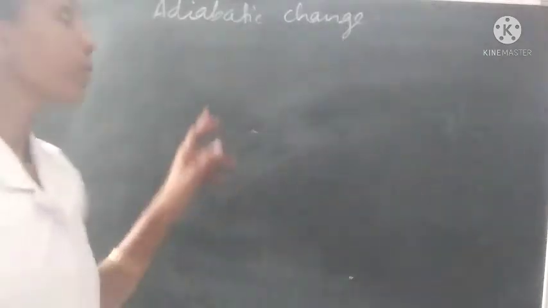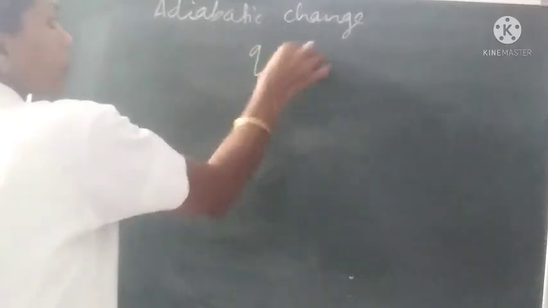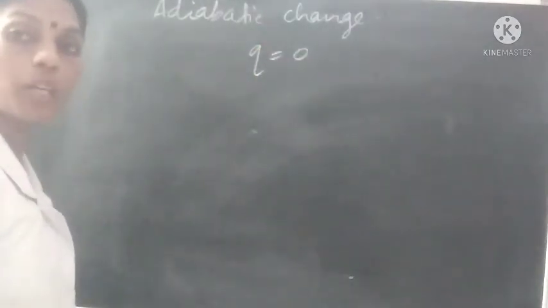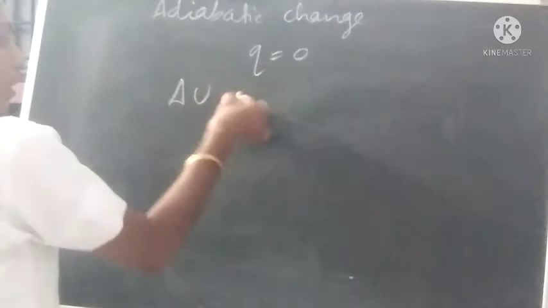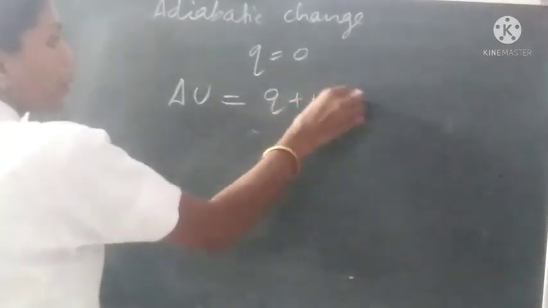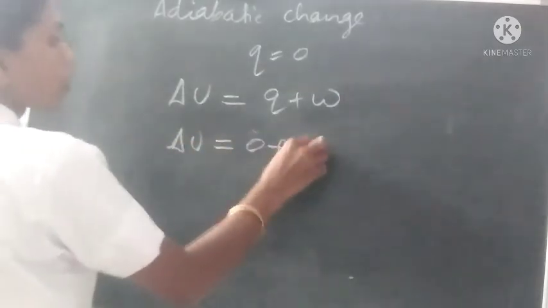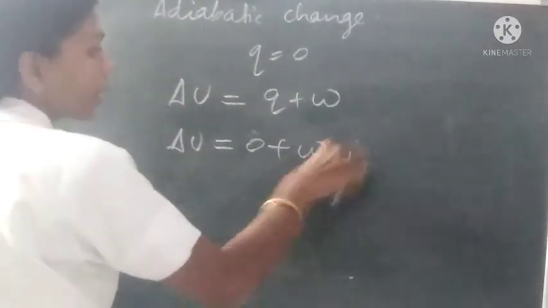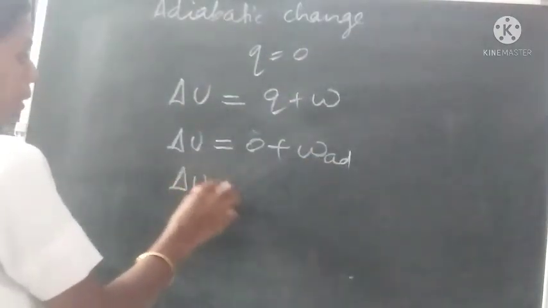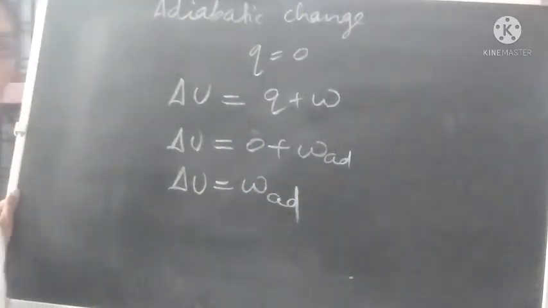Now the next one is adiabatic change. In an adiabatic change, we know that Q is equal to 0. That means no heat transfer is occurring between system and surroundings. That can be called an adiabatic process, isn't it? Q will be 0. Now the first law of thermodynamics, delta U is equal to Q plus W. Here Q is equal to 0. So we can write delta U is equal to 0 plus W. Here the work done is known as adiabatic work. So we can write W ad. So for an adiabatic change, we can write delta U is equal to W ad. That means adiabatic work. Is it clear?